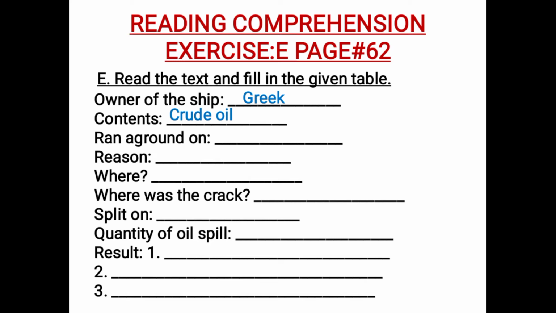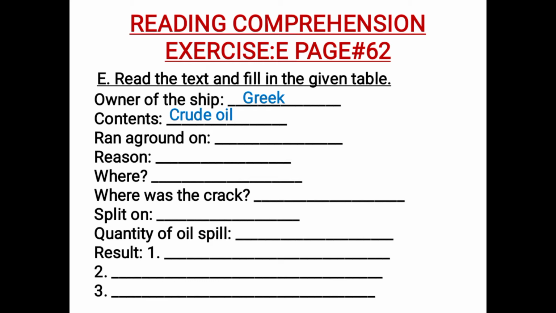For example, ran aground on means you have to write the date on which the oil spill occurred. The ship ran aground on the ground. What date was it? Then you have to write the reason why the ship ran aground. Because there was a crack in the hull of the ship. That is why the oil started to spill from the crack in the hull of the ship.